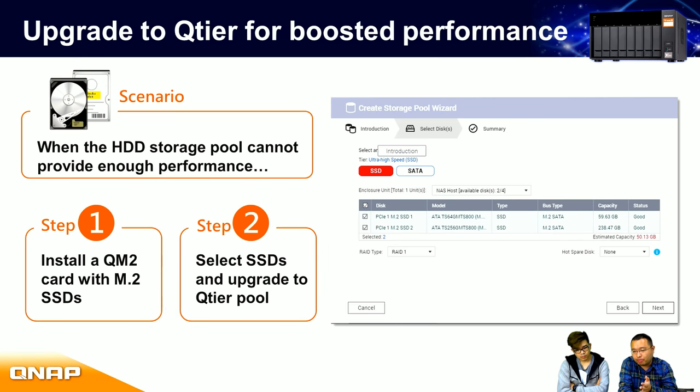Very simple. You can stick with the same 3 or 4 hard drives, but you just need to get the QM2 card and the M.2 SSDs. After you install them, with our Storage Manager you can easily upgrade your existing storage pool to a Qtier-supported pool with SSDs. So it's very easy to keep your data and upgrade your NAS performance with a QM2 card, SSDs and Qtier. Very, very easy, so be sure to give it a try later.